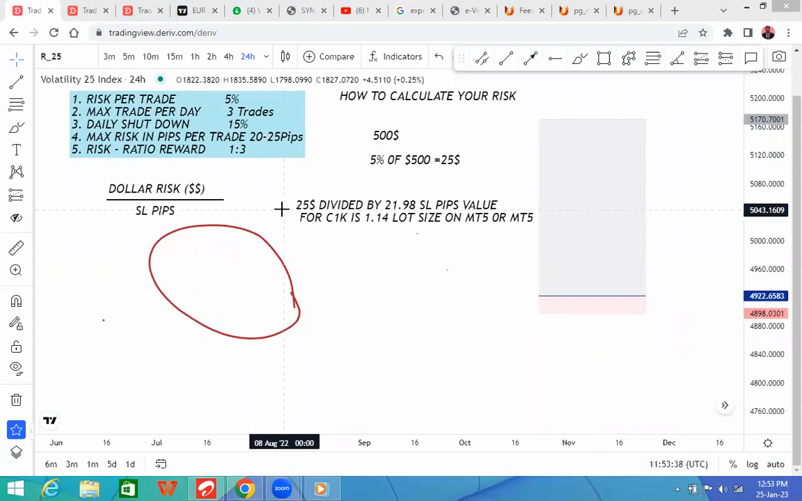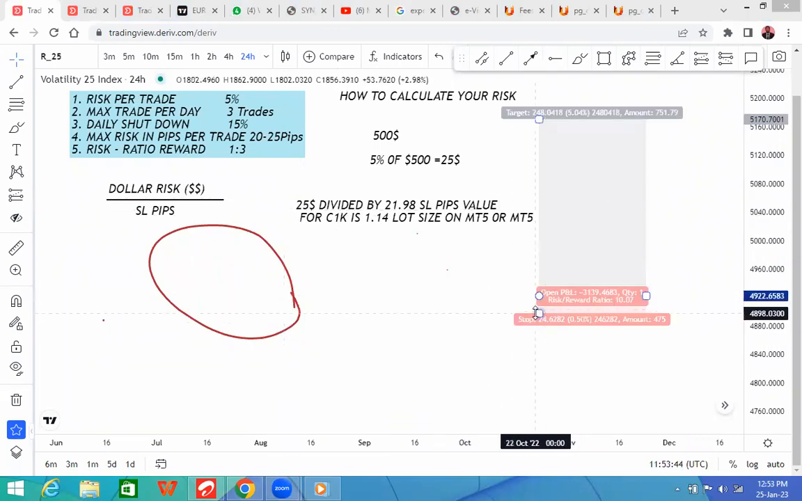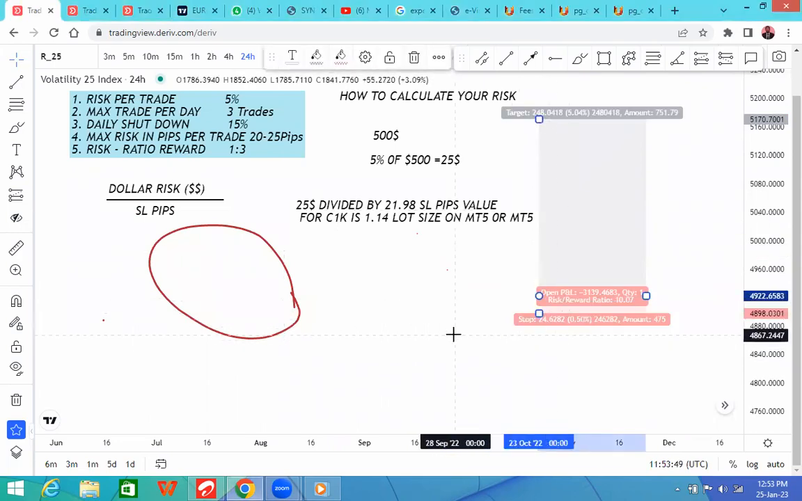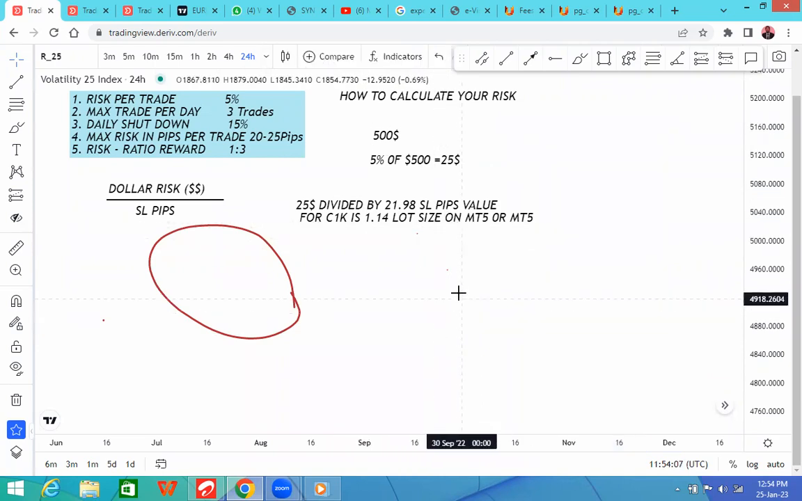So if I want to risk $1.5 on each trade, it simply means I will have to divide that $1.5 by the stop loss. This stop loss is 24.6. So $1.5 divided by 24.6 gives 0.06 on my MT4 or MT5. And since I cannot get that on Crash 1000, what do I do? I'll have to let the trade go. It means that my account size cannot carry that trade.